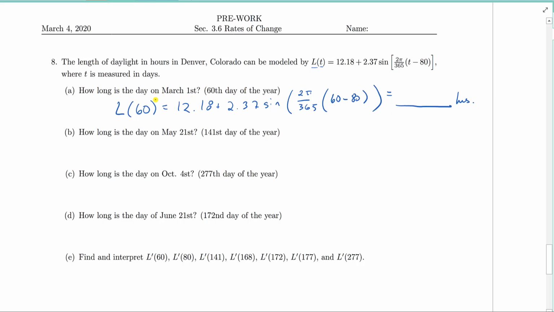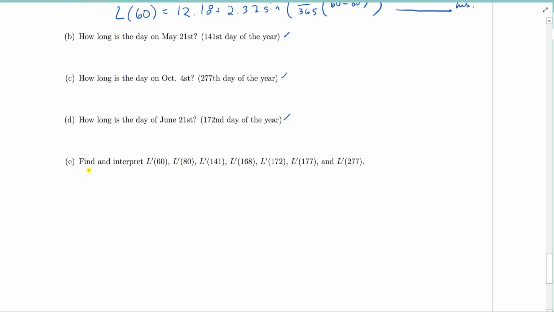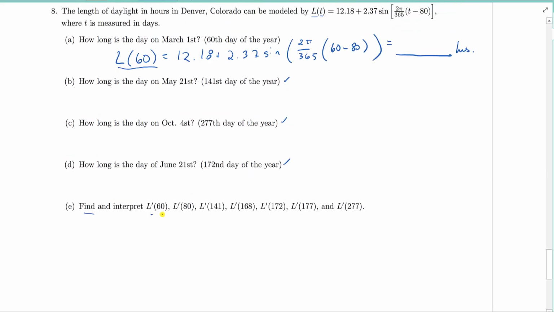And I think I wrote this last year. We're actually at March 6th. If you wanted to, you could figure out what the daylight is for March 6th. Okay. So go ahead and answer each one of these questions. We're going to need these bits of information for class tomorrow, so go ahead and just compute each one of these. Just use a calculator for them. And then I want you to go ahead and find and interpret not L of 60, but L prime of 60. And I want you to give an interpretation for that, and do go ahead and compute that for each one of these. So we'll need that information for tomorrow.